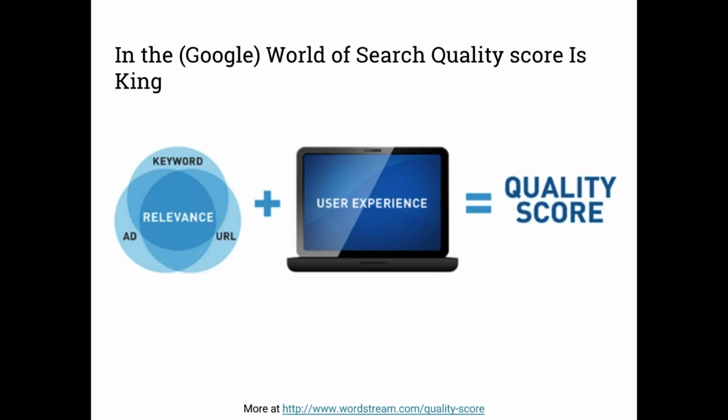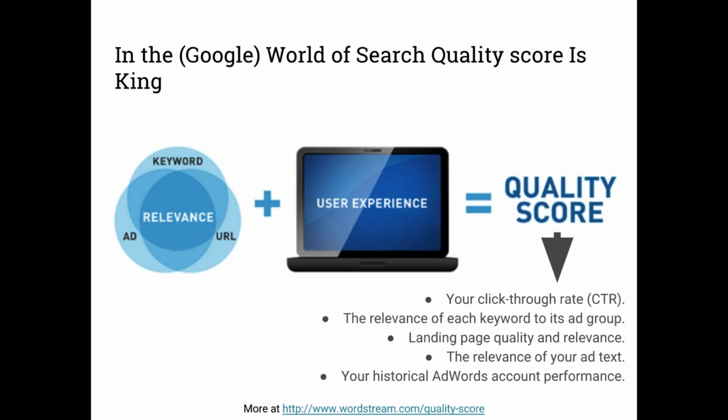But this is as best as we can describe it. It has this relevance factor, which again is your keyword, your ad, and your page, combined with this user experience. So it actually monitors if people are just visiting the page and leaving right away, or how engaged people are. And then this equals this mythic quality score. And quality score is what really allows your ad to show up.